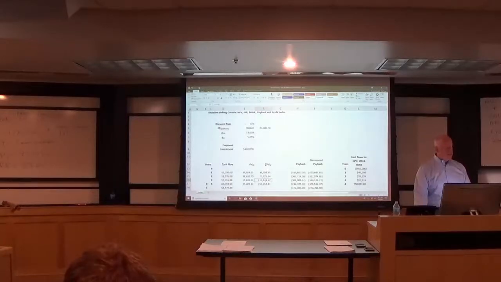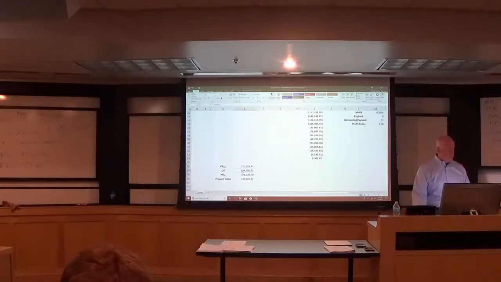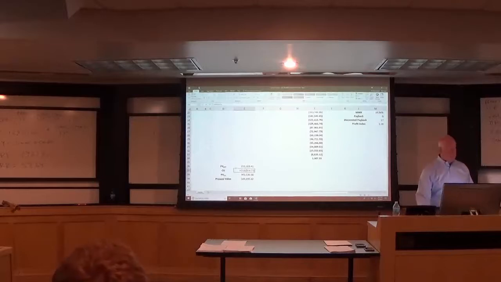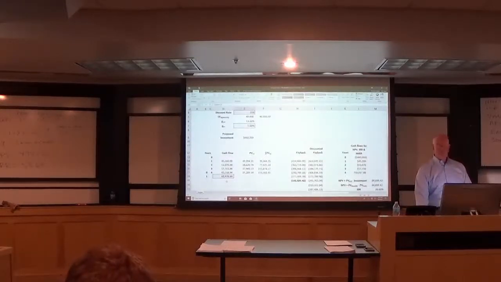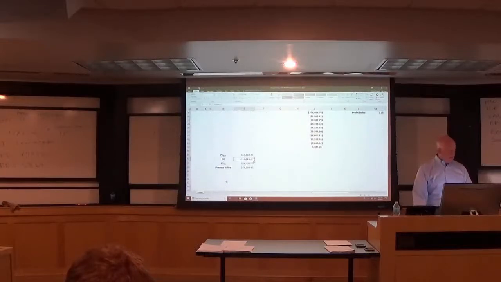R is 15%. G now is 5%, right? That's my long run growth rate. And as you can see, we're highlighting those inputs up there, the R and the G and the cash flow it's coming from. So that number is the 68,000 something divided by 0.15 minus 0.05, or divided by 0.10. And that's the continuing value.